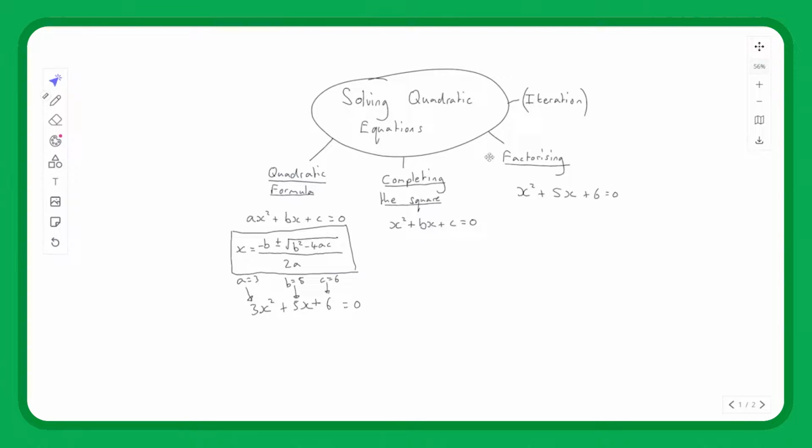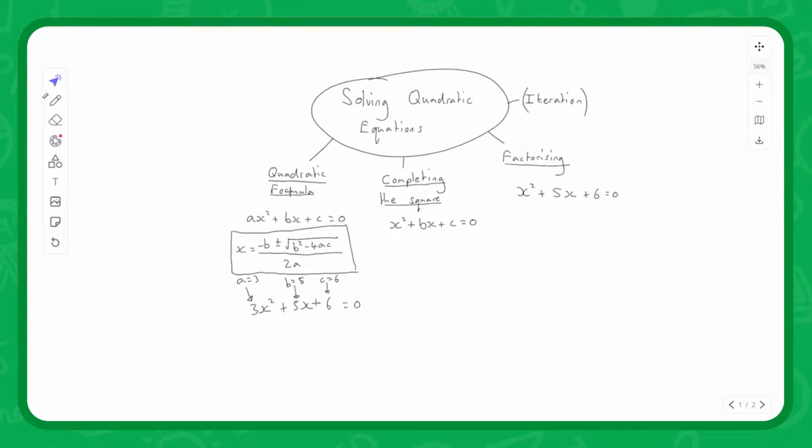We are looking at solving quadratic equations, and we're going to focus mainly on three methods this lesson. So we're going to look at the quadratic formula, completing the square, and factorising. If we have time to, we'll look at iteration, but it's a bit of a beast, so it's almost an entire video in itself to look at that. So let's look at the quadratic formula first.